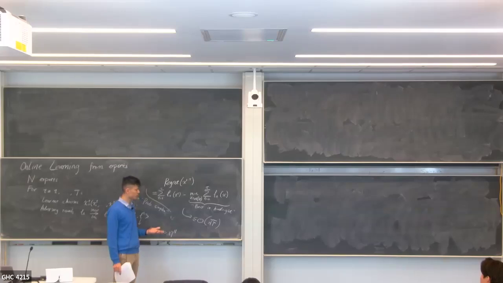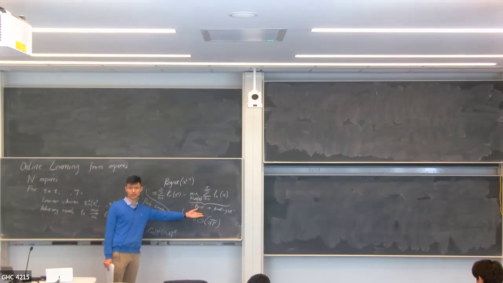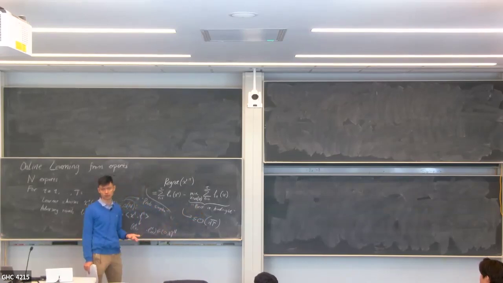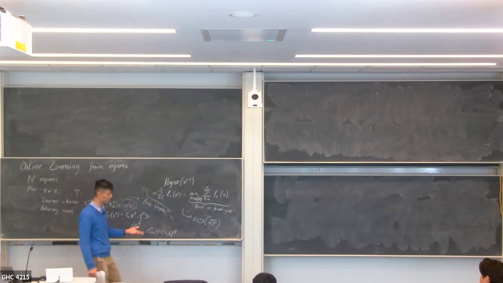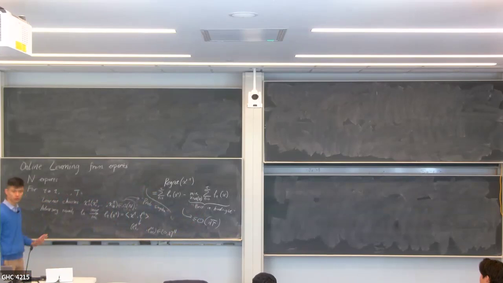So that's pretty remarkable in the sense that you are trying to compete with someone with this cheating advantage of looking back and picking the best action. You can basically match up with that performance with a diminishing gap, diminishing regret. Okay, so any questions so far?